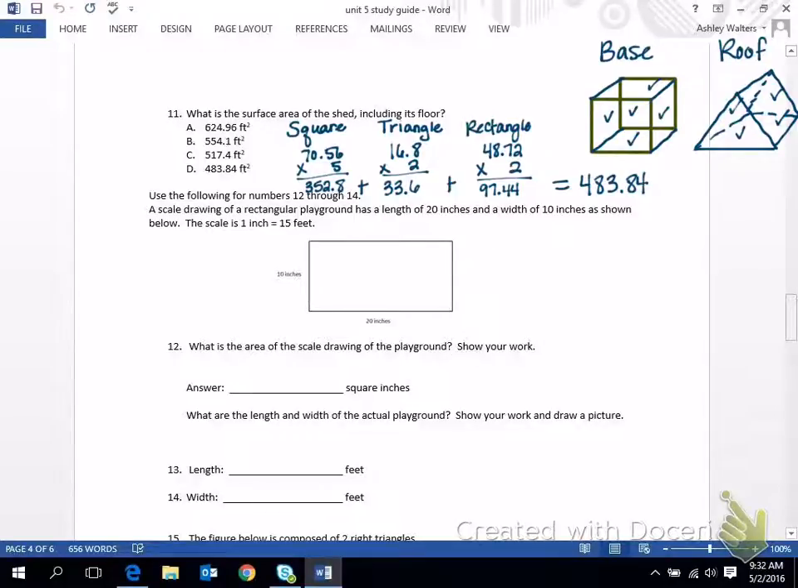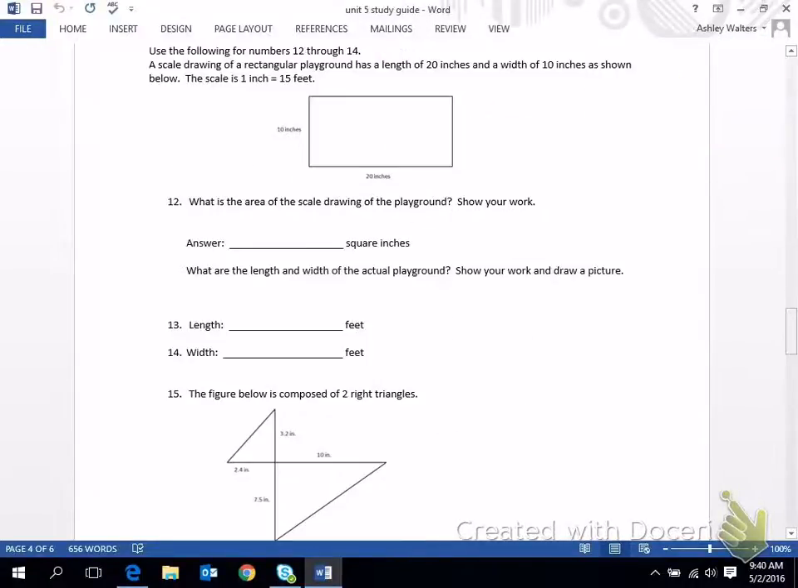And again, because it is area, that would be feet squared. We're going to use the following for numbers 12 through 14. A scale drawing of a rectangular playground has a length of 20 inches and a width of 10 inches as shown below. The scale is 1 inch is equal to 15 feet. We see equivalent numbers, we should start thinking about a proportion.